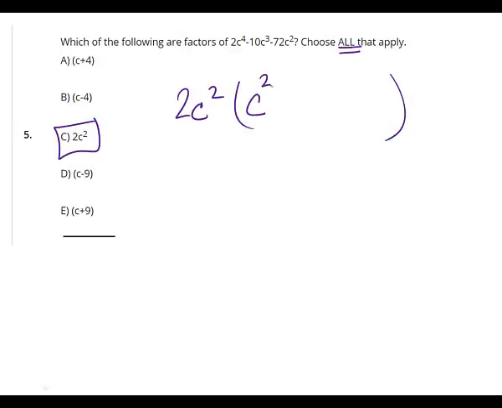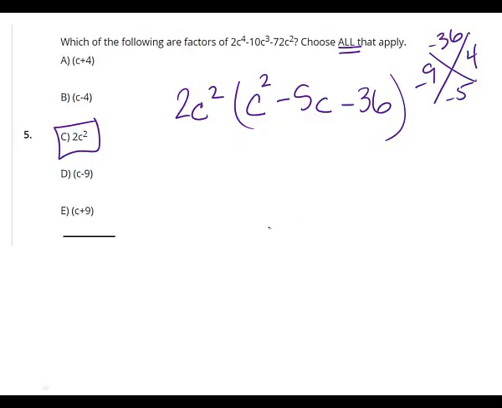c squared minus 5c minus 36. Everybody okay with what Lauren said so far? Yep. All right, what do we need to do from here? Magic X. So two numbers that multiply to negative 36 and add to negative 5. Negative 9 and 4.